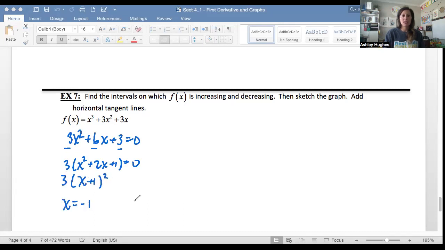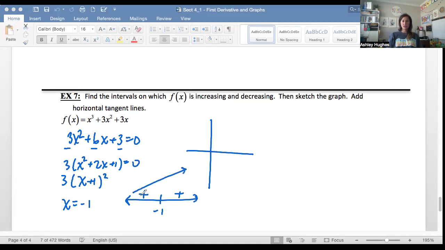So x equals -1. So if I was going to test -1, by plugging in something on the left, like -2, this is still going to be positive, both places. So that means the function is always increasing.